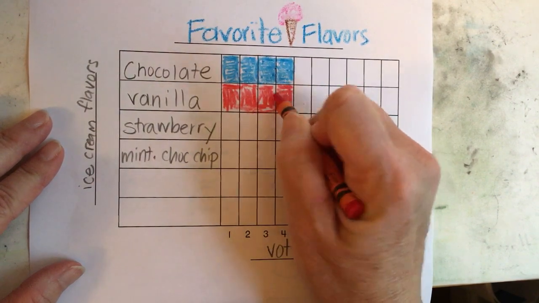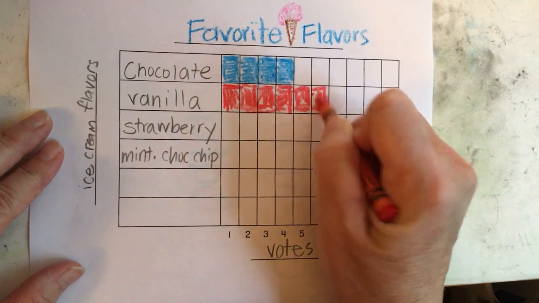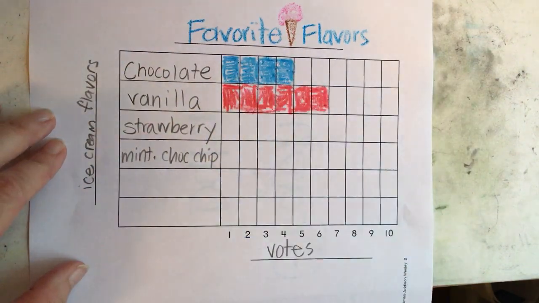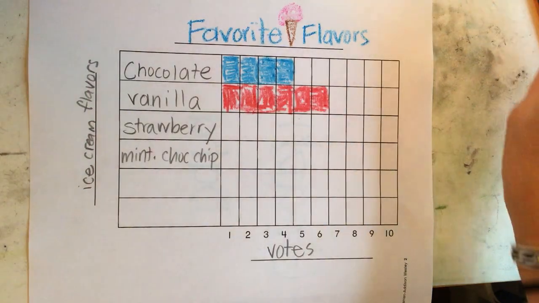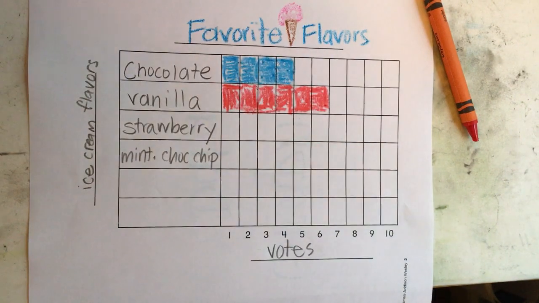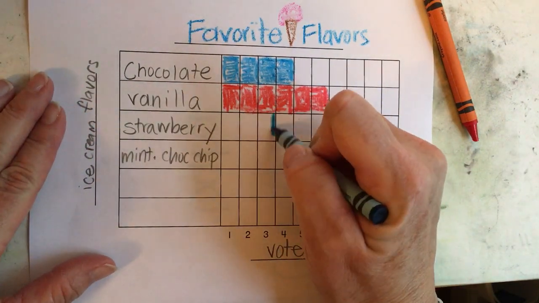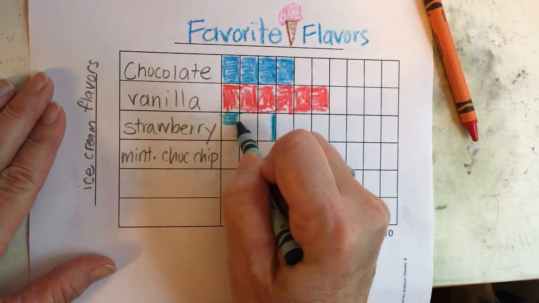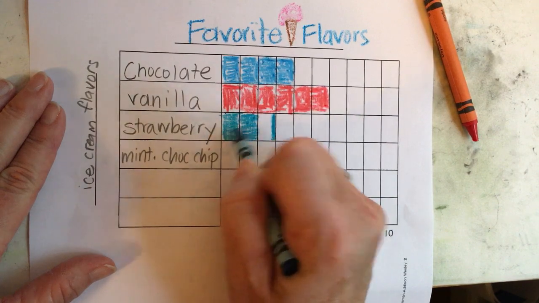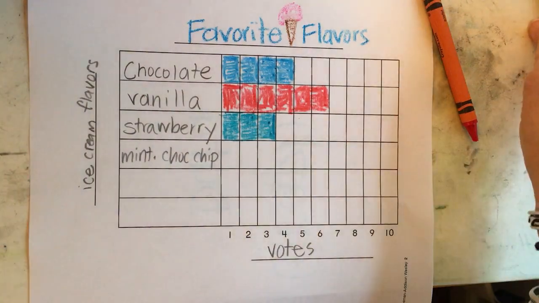Tell me when to stop. One, 2, 3, 4, 5, 6. Beautiful. Thank you. Okay, now next is strawberry. How many people voted for strawberry? 3. Good. Okay. I'm going to make a mark where I'm stopping. Sometimes that helps me keep from making a mistake on my coloring. Okay, 3 votes for strawberry.